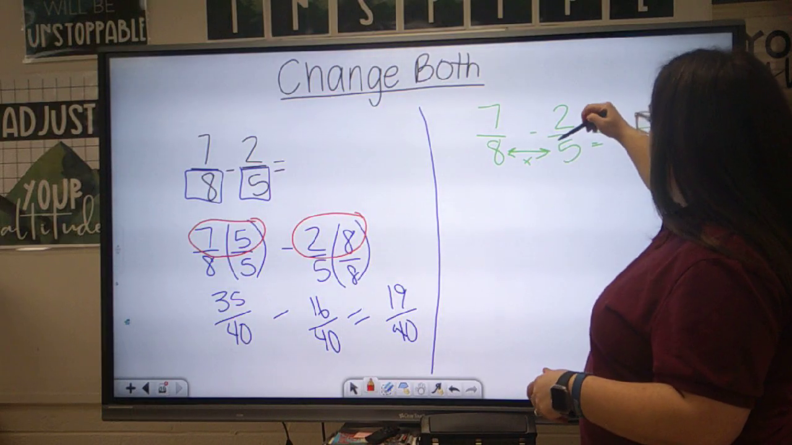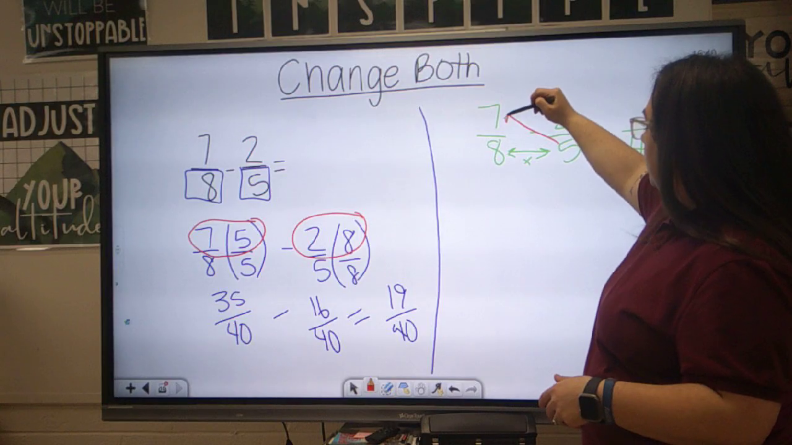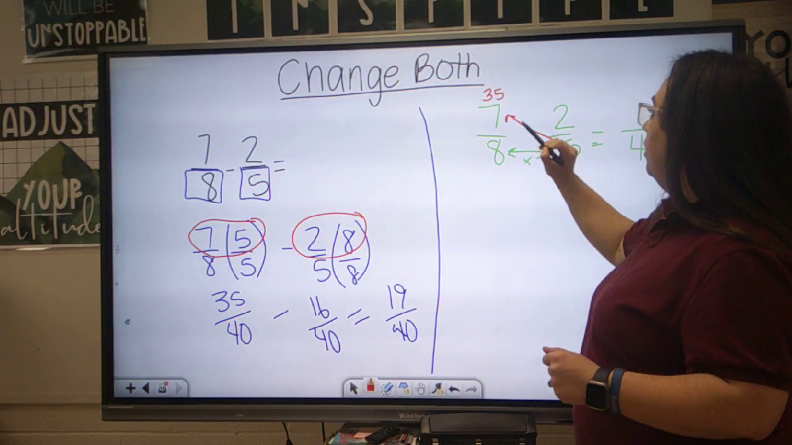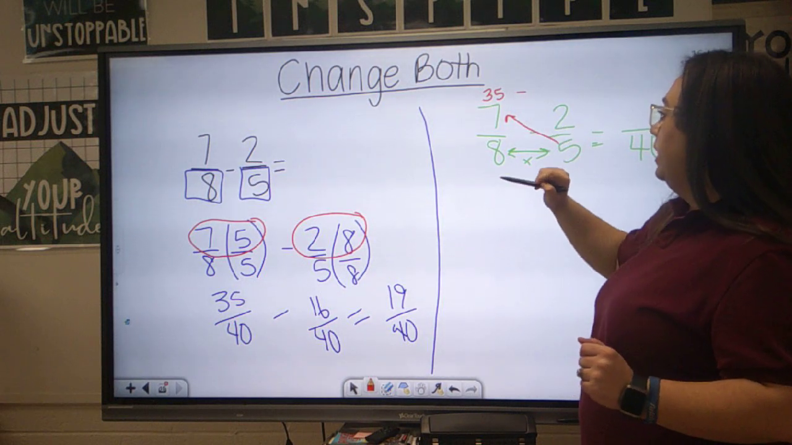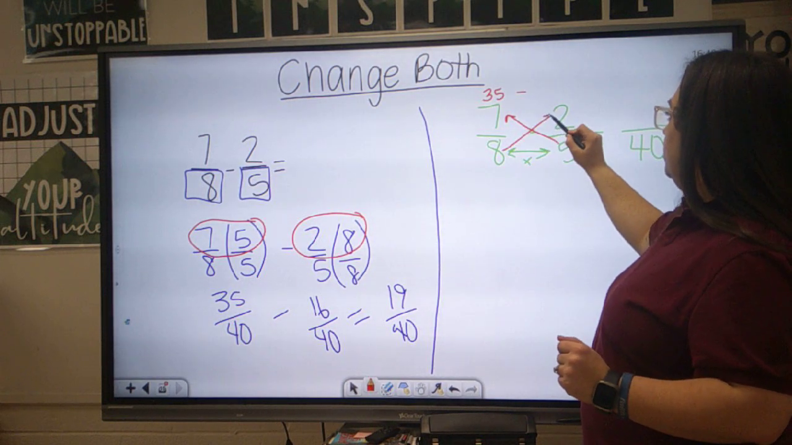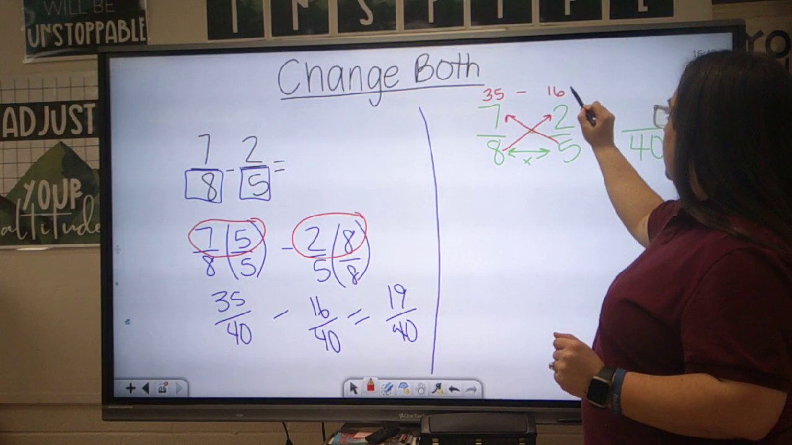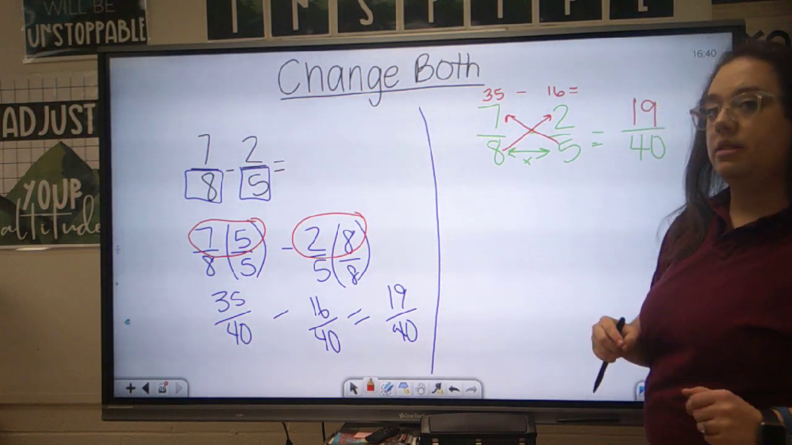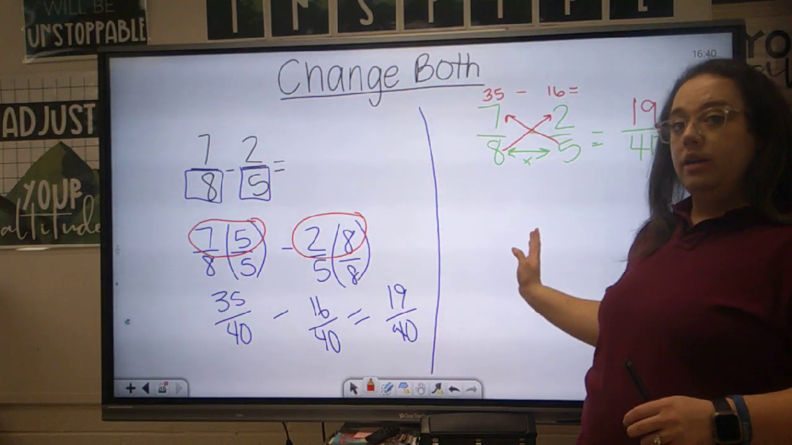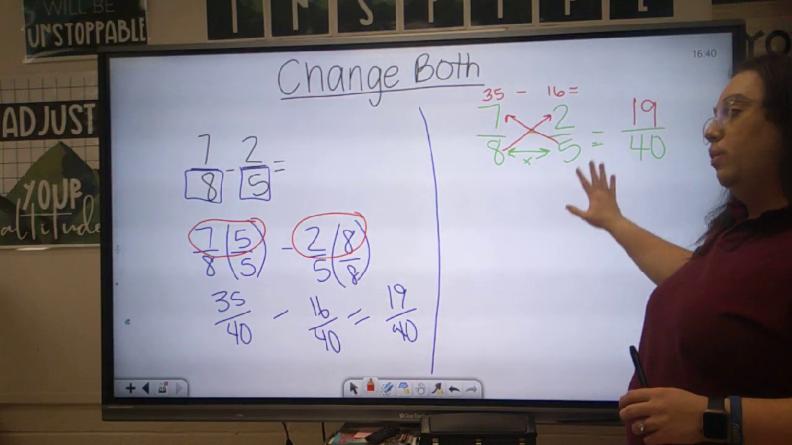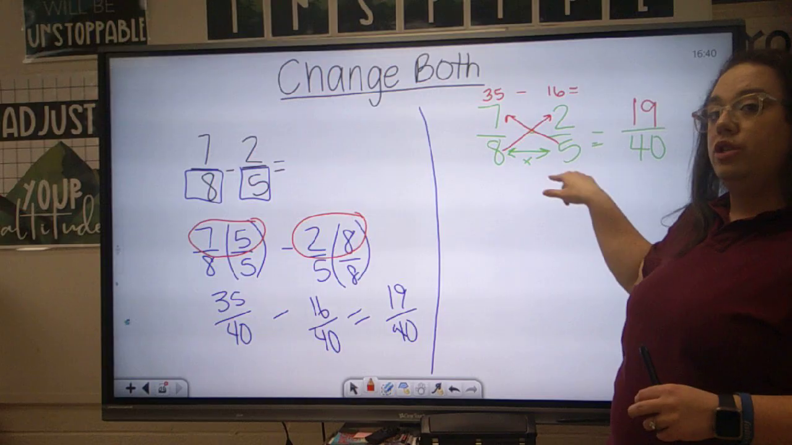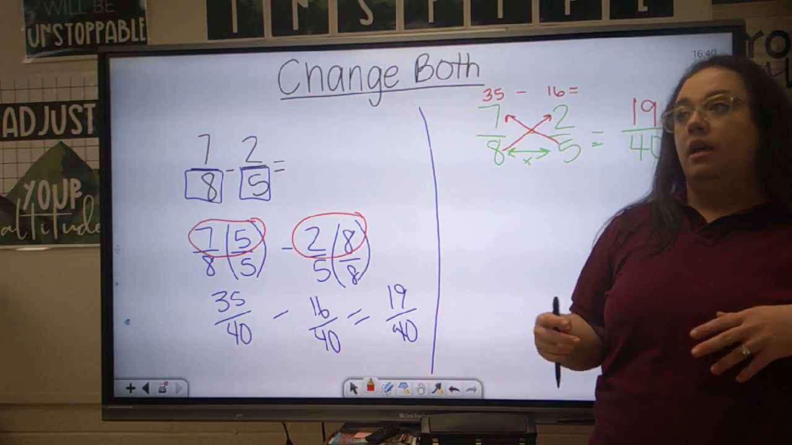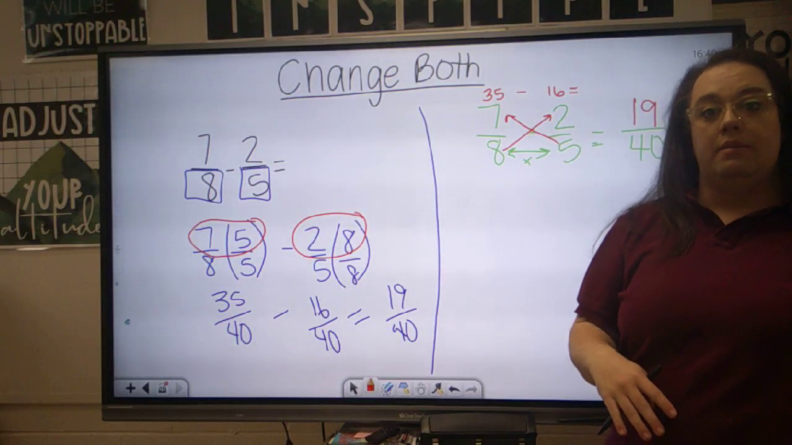So what I do is I multiply 7 and 5, and this is 35. So I put my little 35, bring up my equation symbol. 8 times 2 is 16 equals 19/40. Either process works. This is a more concise way of writing it out, where you just cross multiply. This is typically what we are seeing in other types of methods.